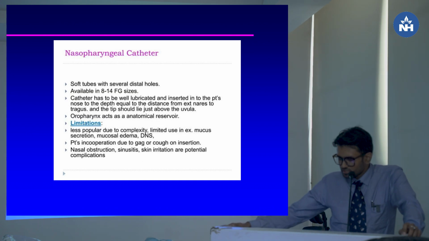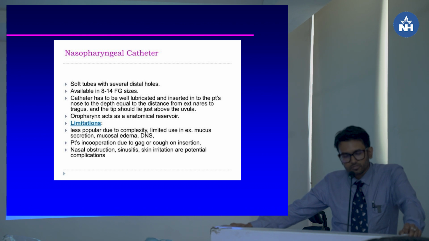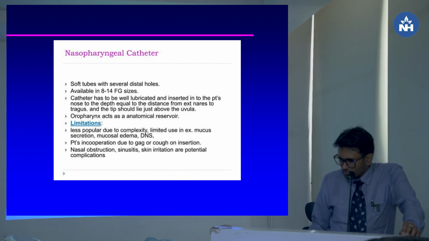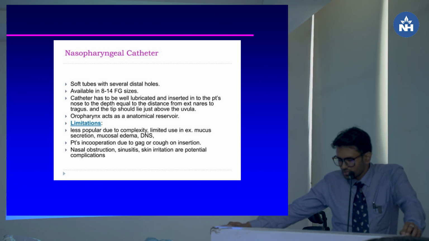Next, the nasopharyngeal catheter. It's a soft tube, sized between 8 to 14 French. The catheter is well lubricated and inserted into the patient's nose to a depth equal to the distance from the external nares to the tragus, and the tip should be just above the uvula. In that case, the oropharynx acts as an anatomical reservoir.